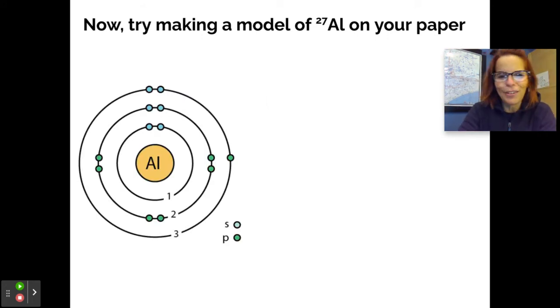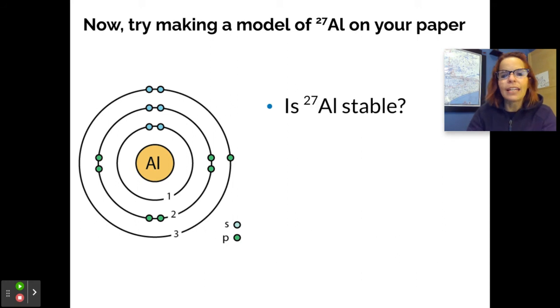I hope I gave you enough time to draw it. This is what aluminum should look like. You should have 2 electrons in the first ring, 8 electrons in the second ring, and then there are 3 electrons in the third ring. Now they are denoted with an S and a P. You're about to learn what the S and P stand for, but you don't need to know that yet.